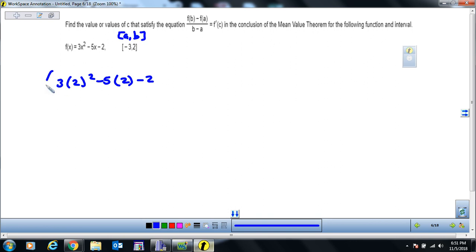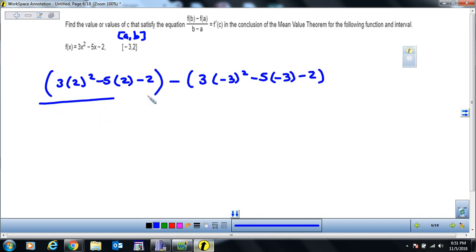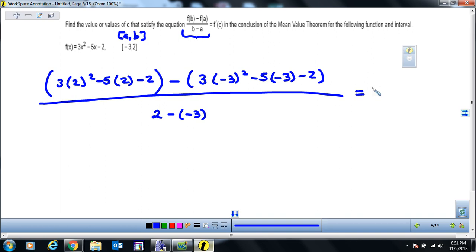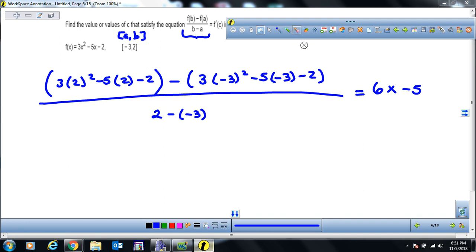So all this would be f of b minus f of a. So minus 3 times negative 3 squared minus 5 times negative 3 minus 2. All of this divided by b, 2, minus a, negative 3. All of this is just this side. Now, equals f prime of c. So get the derivative, which is going to be 6x minus 5, the derivative of f of x. And substitute into the x the given value c.